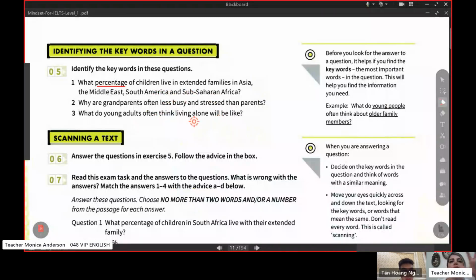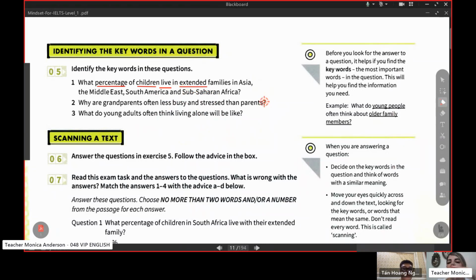So, keywords: curious, percentage of children, and live. "Live" can be okay. It's okay, can be, but it's not really important. And the most important one, extended. Extended. Yeah, very good.